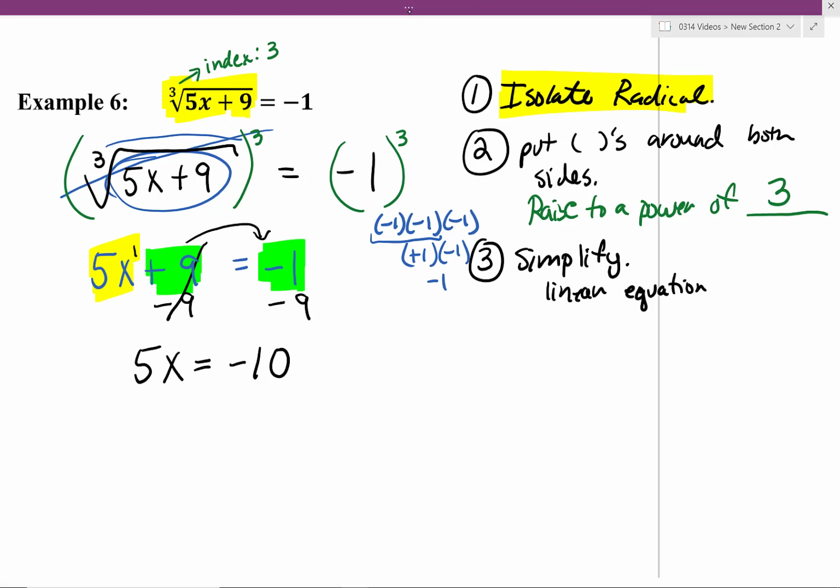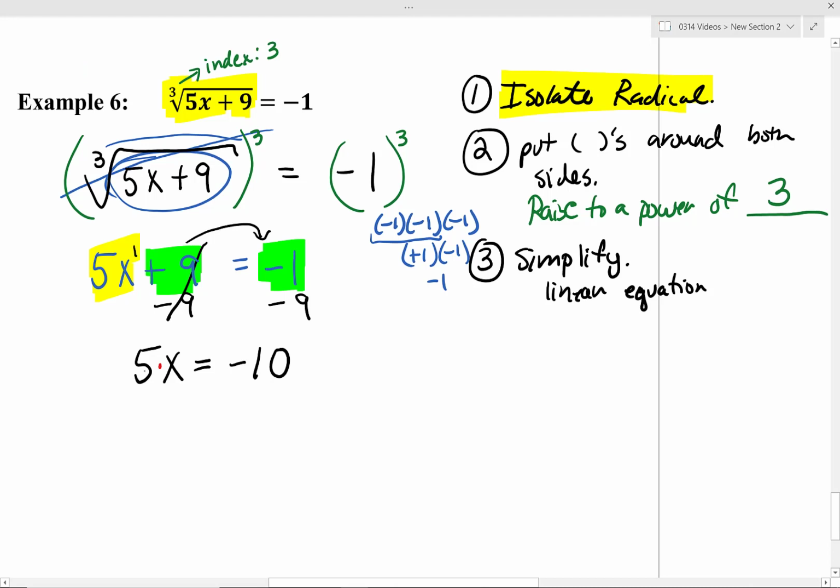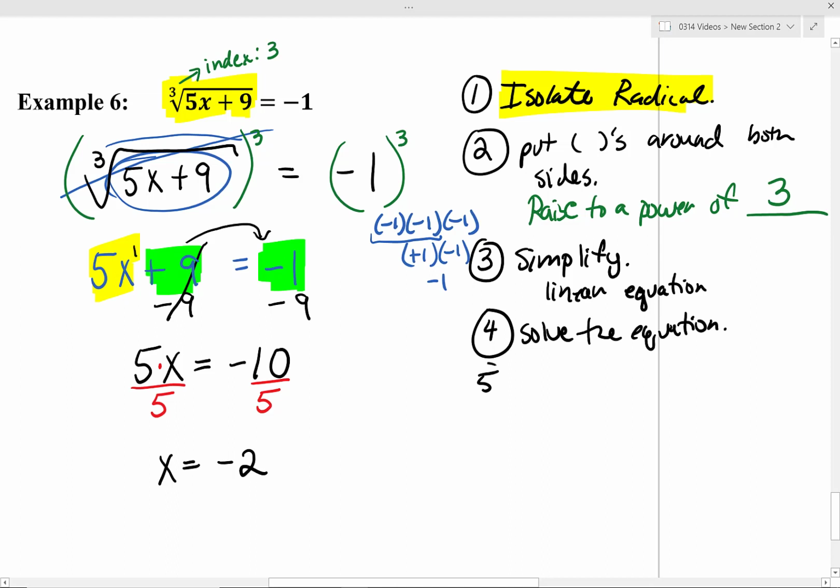Right, what's our next step here? Going to get that x by itself. We need to divide by the number that's in front of x. So we're going to divide both sides by 5, and we get x is equal to negative 2. So our step 4 there, we solved that linear equation. Step 5, before we decide that's our answer, we need to make sure that we check in the original equation.